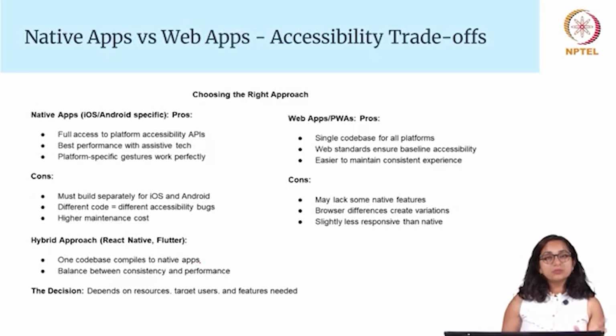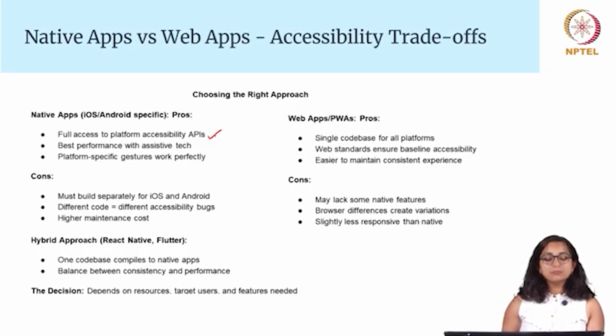So, then let us talk about native apps versus web apps and PWAs, and their accessibility trade-offs. Which one to choose, and choosing the right approach. For native apps, the pros and cons would be that you get full access to platform accessibility APIs. There are these built-in APIs which you can access. Best performance with assistive technology, and platform-specific gestures work perfectly because you can access the OS level APIs.